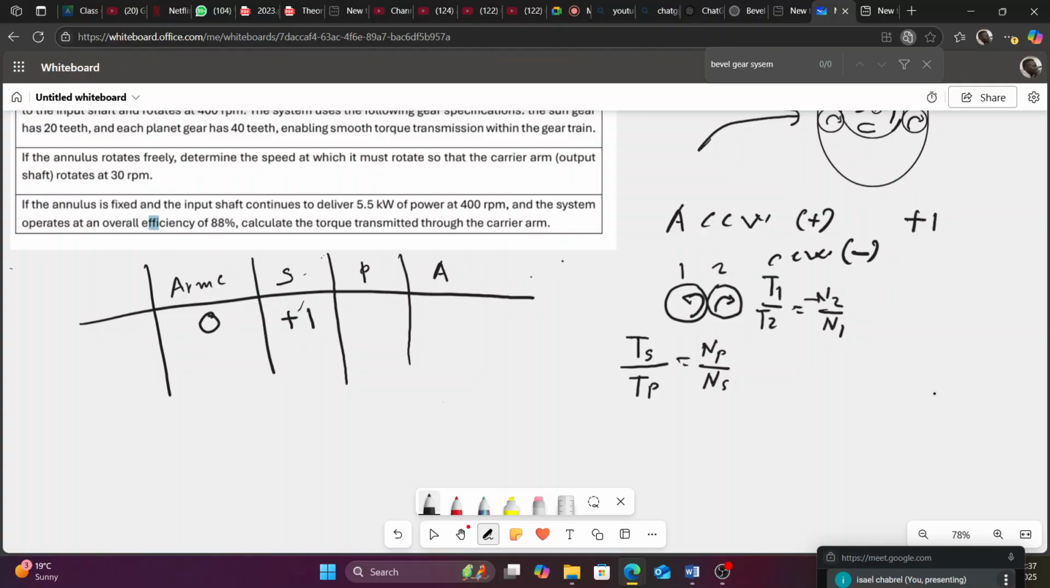Now, what is happening here? You can make NP the subject of the formula because that's the speed that you are looking for. NP will be NS multiplied by TS over TP. Now, I want to ask you something, guys. What is the speed of NS? What is the speed of NS, guys?